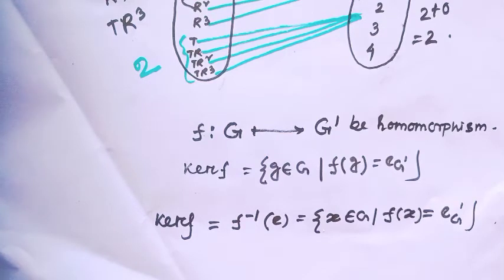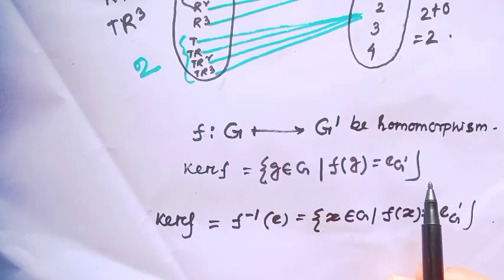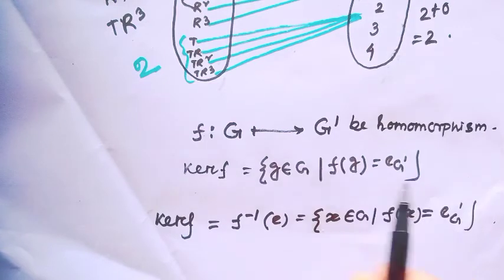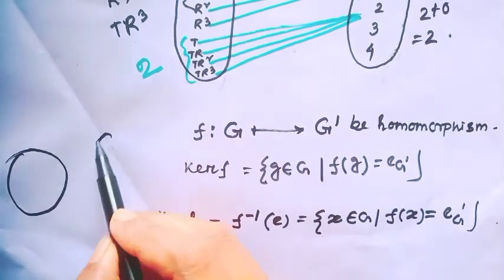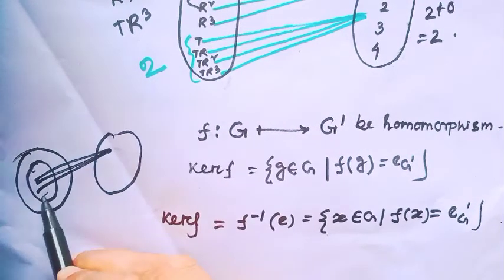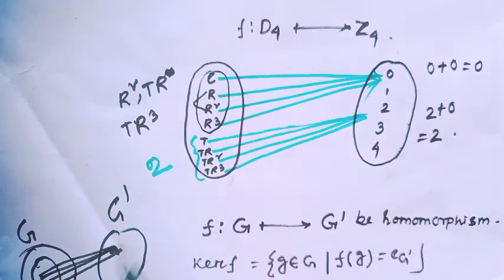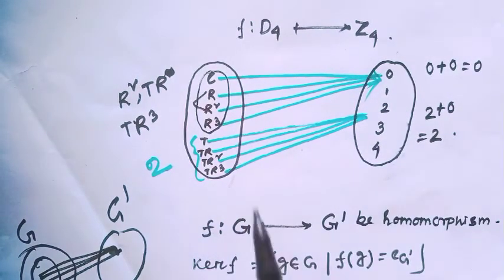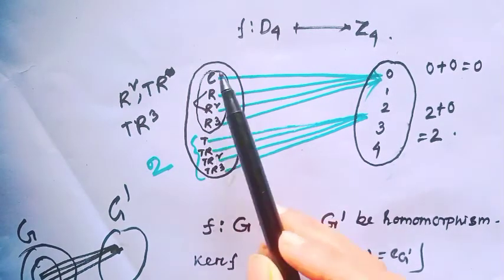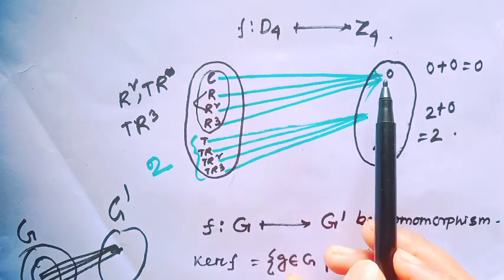Let f be a mapping from G to G dash. Then the kernel of f equals the set of all g in capital G such that f of g equals e of G dash. Are you getting? That means the set of all elements of the domain which map to the identity. And in the earlier example, this set is the kernel of this homomorphism, because all elements of this set map to 0. Are you getting what the kernel is?